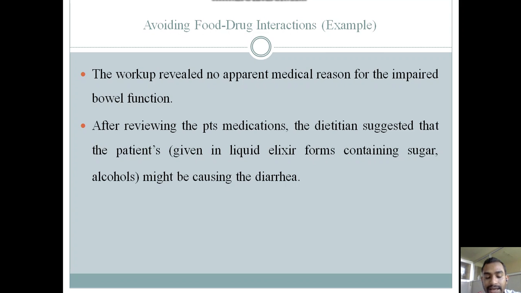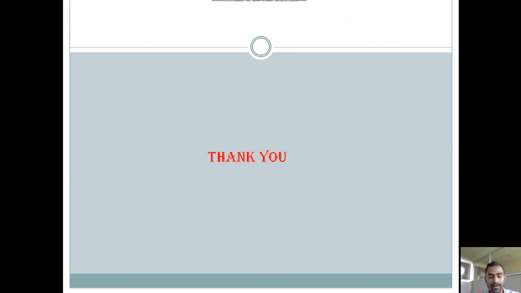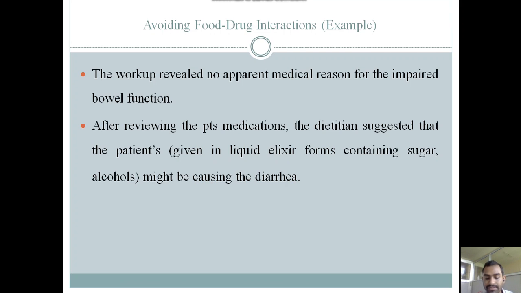Do not take vitamins at the same time you take other medicine. Vitamins and minerals can cause problems if taken with some drugs. Never take medicine with alcohol. So this is the overview of this topic, food drug interaction.